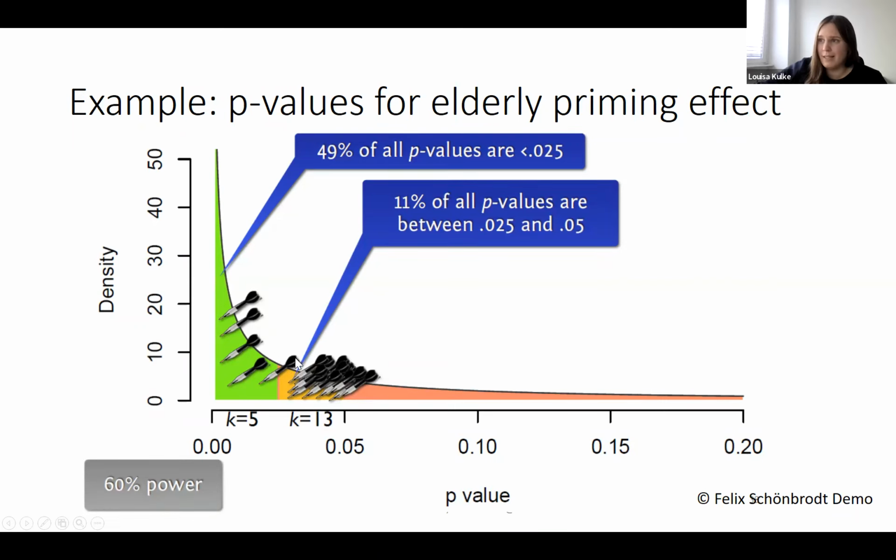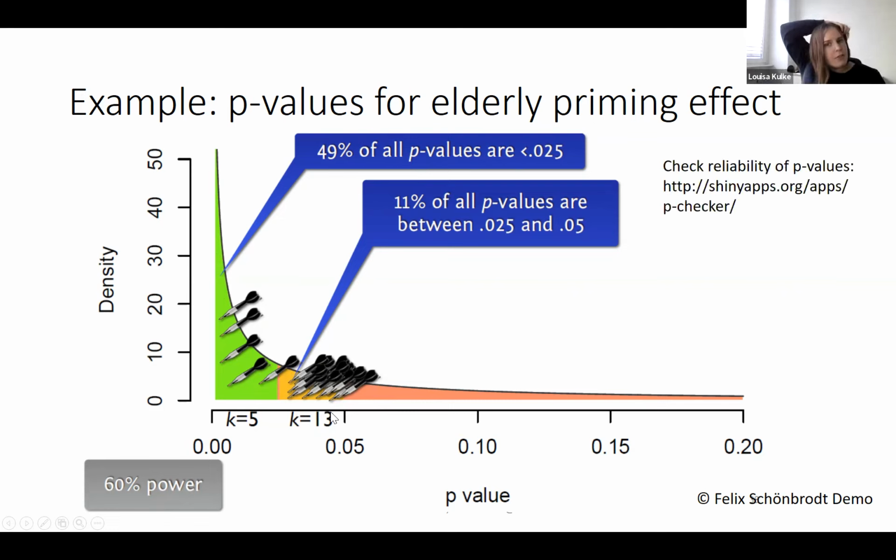It seems like some studies got published even though they might not have been significant; they might have been pushed over this boundary through some p-hacking techniques. But this is not the distribution that we would expect based on probability. If you're interested in the reliability of a specific study, you can also check it with the Shiny app, the p-checker. You can find out for a specific study, or a specific effect, how likely it is given this p-distribution.